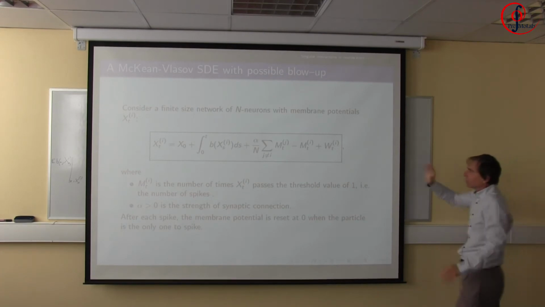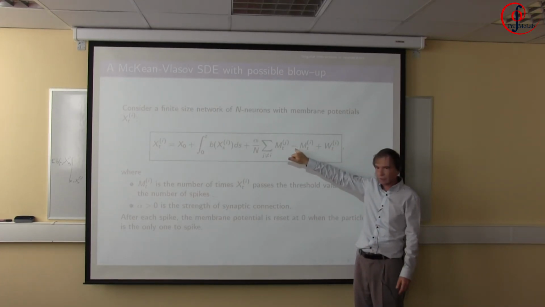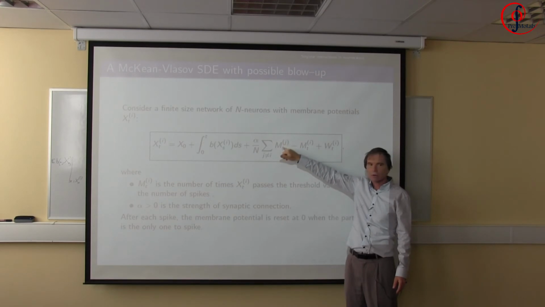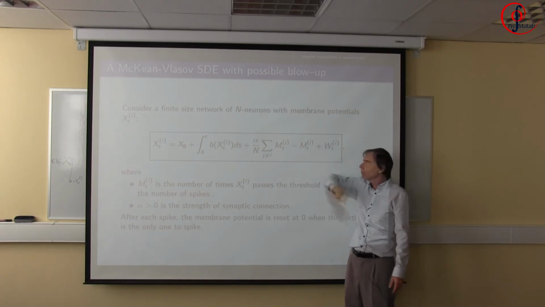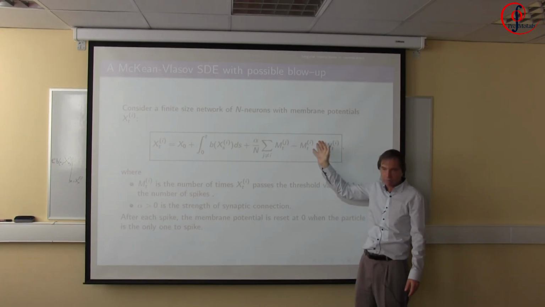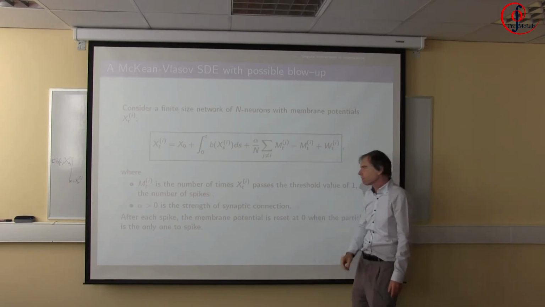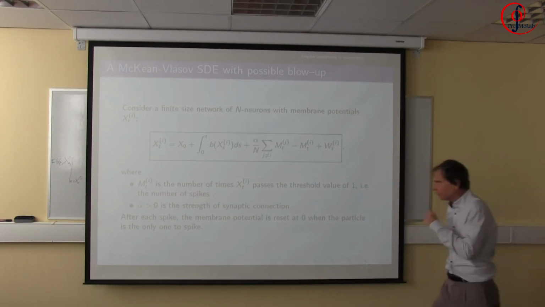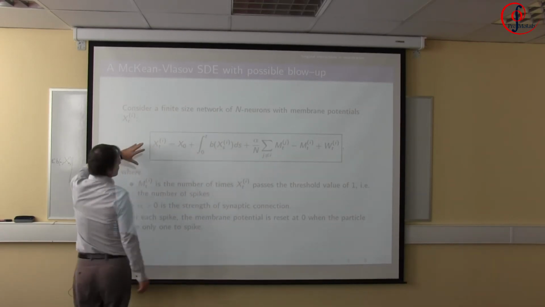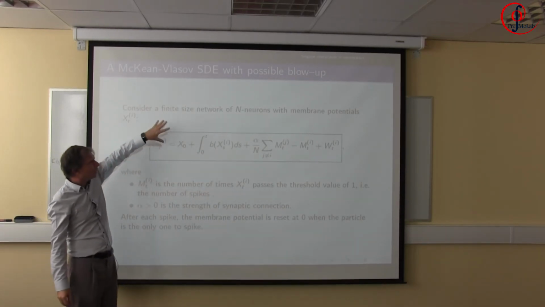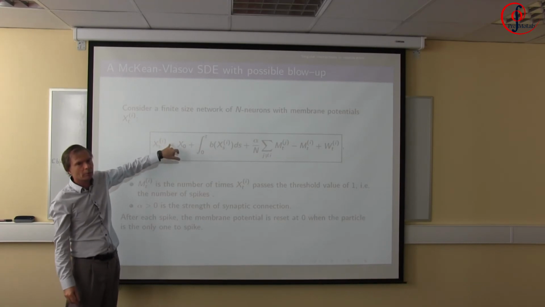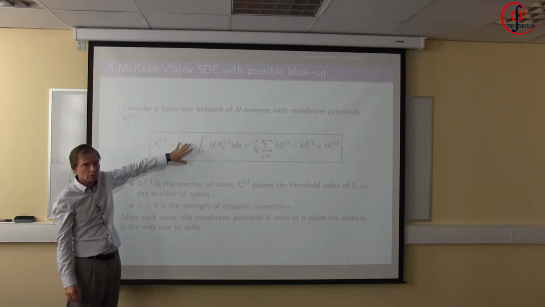So you can see that, again, the particles interact. Each time one particle spikes, then all the others are affected. But there is no interaction kernel in this story. The interactions come from the hitting times of the particle systems. Okay. So, questions. Does this particle system propagate chaos? And what's the mean field limit of the particle system?